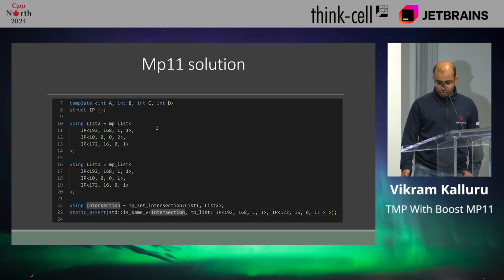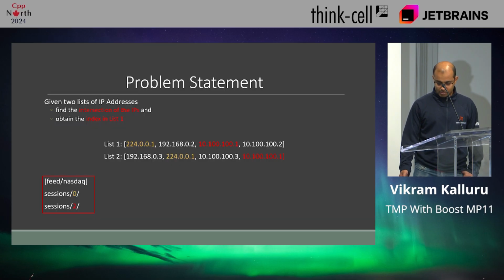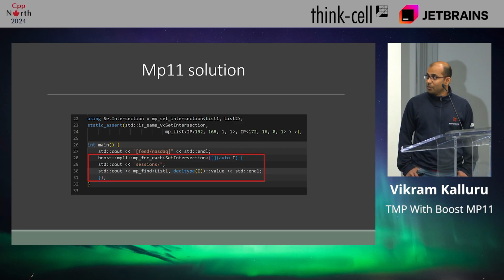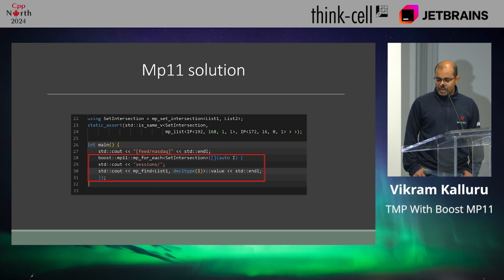So one more thing to do is to find the index in list 1. It could be done in several ways, but to just show the readability here, there's a function called MP for each in MP11, where it goes through every type in a list and calls the following lambda. And on line 30, there's MP find, which finds the index of the type represented by decltype of I in list 1, and it returns the index. So we print it out right there.